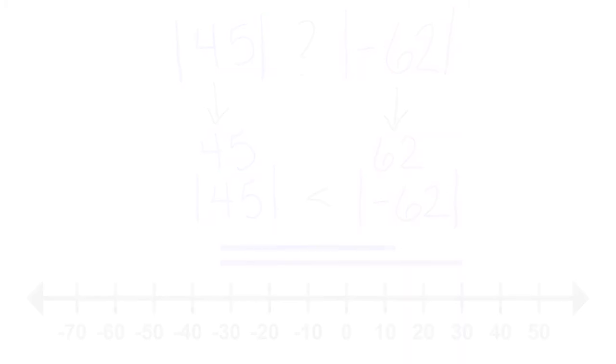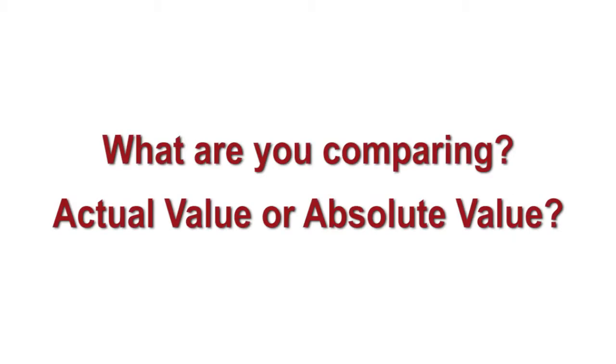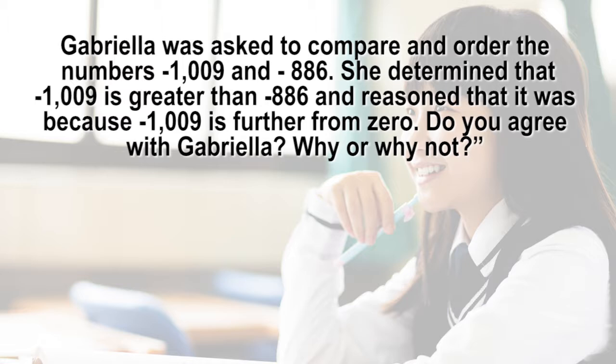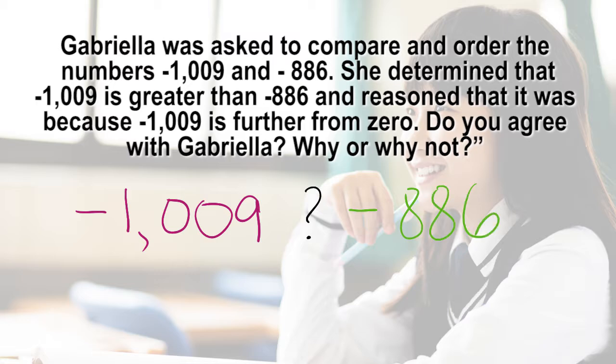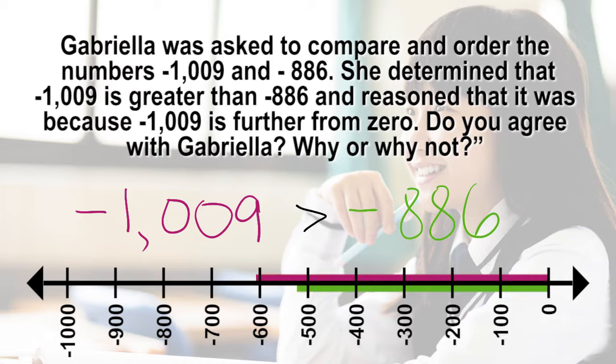When we are working with word problems, we must determine whether we are being asked to compare the numbers' actual values or their absolute values. Consider this problem. Gabriella was asked to compare and order the numbers -1009 and -886. After she had thought about the question, she determined that -1009 is greater than -886 and reasoned that it was because -1009 is further from zero. Do you agree with Gabriella?